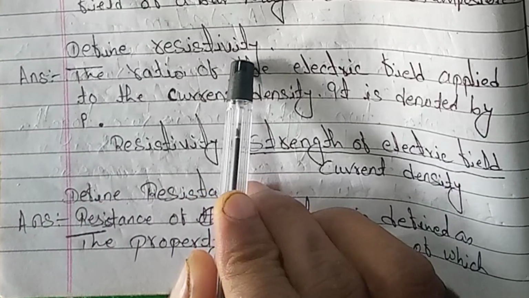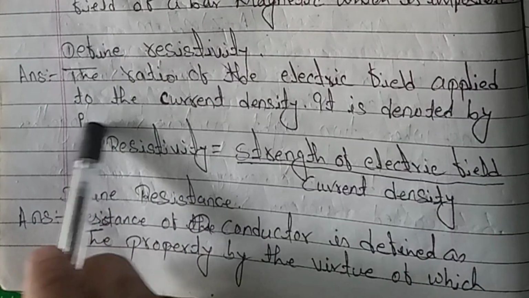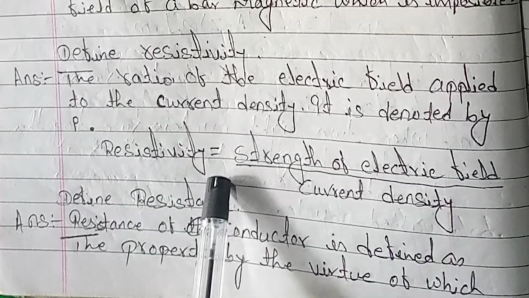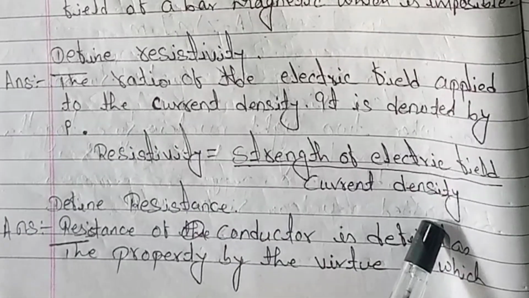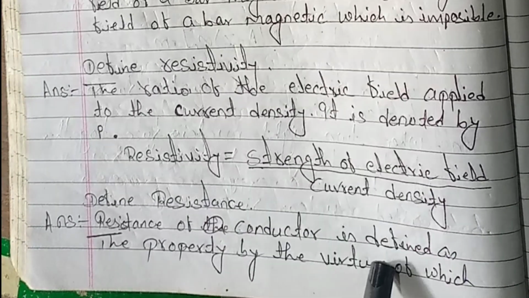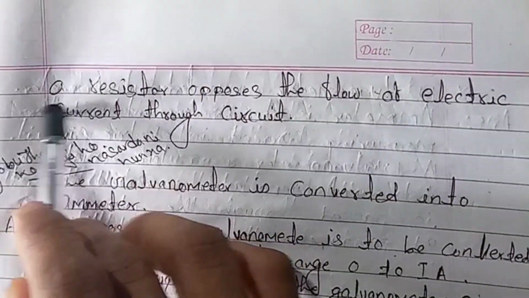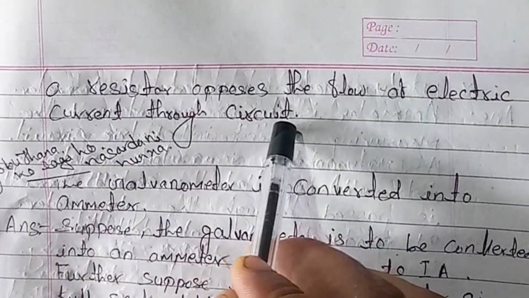Define resistivity. The ratio of the electric field applied to the current density. It is denoted by rho. Resistivity is equal to the electric field per current density. Define resistance. Resistance of a conductor is defined as the property by virtue of which a resistor opposes the flow of electric current through the circuit.